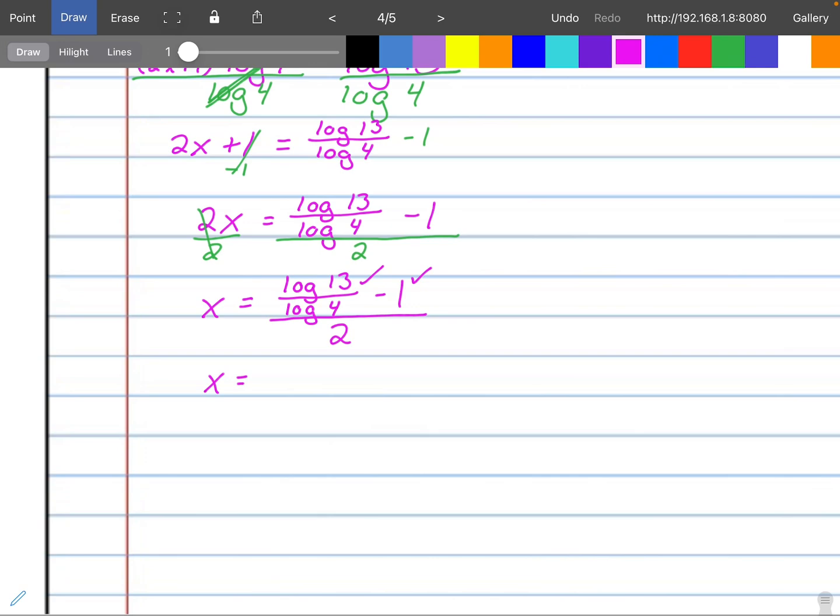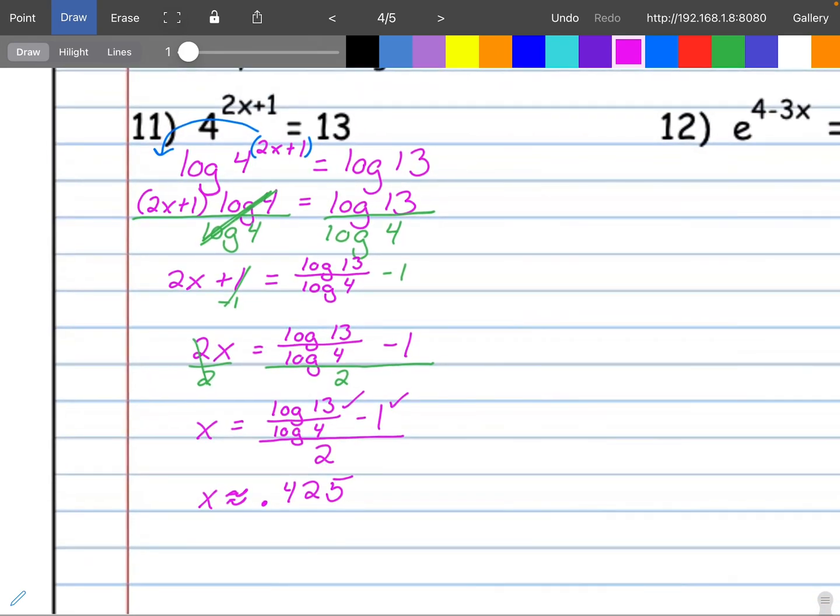And so we end up getting that x is approximately, it's not exactly equal to, but approximately, so we'll put the approximately symbol, 0.425 if we're rounding to 3 decimal places. Alrighty, so that's number 11. Definitely a little bit more tricky, but just follow what you know.